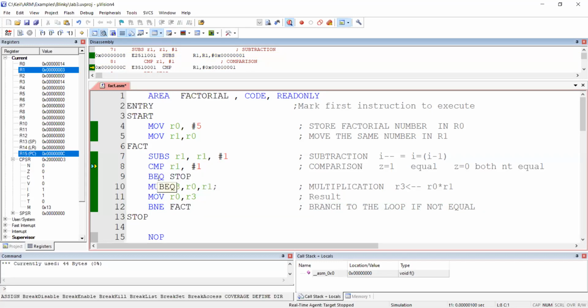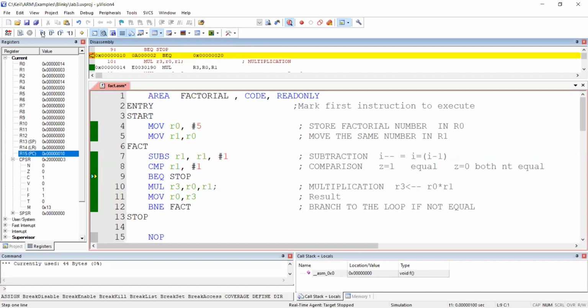Now the question: are they equal? Make it fast, 7 minutes left. I will create one more session as a continuation. Are they equal? No. If equal, it would have jumped to stop. Since it is not equal, it will go to the 10th line. Let's see whether the PC comes to the 10th line. Yes, we have got the 10th line.